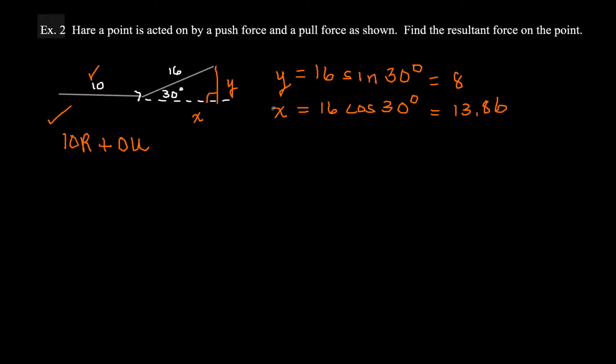So we have to add these together. This would be your up. This would be your right. It's being pushed, so the direction is to the right, so it's not going to be negative. So we add our ups and add our rights. This would be 8 up, and this would be 13.86 right, and we just add those together. This one's slightly easier. Let's see, did I do these right? 13.86, 10, okay, good. So we get 23.86 right plus 8 up.